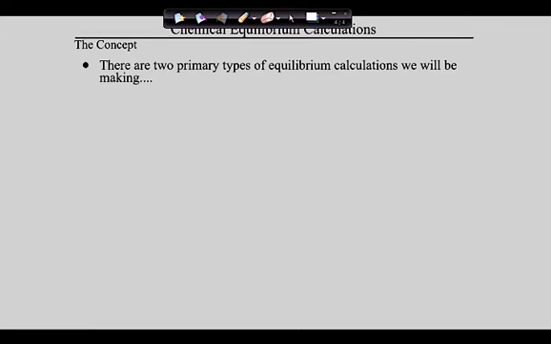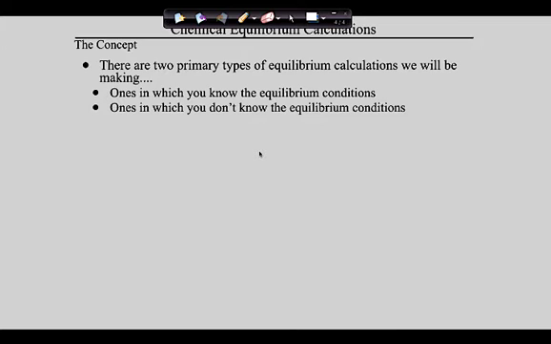What you're going to find out, guys, is that there are fundamentally 2 different types of equilibrium problems you're going to be solving. The one that you've already done, the ones that we did last year, were the ones where you know the equilibrium conditions. Here are the concentrations, solve for Kc. Well, guys, this is the thing that's going to make today exciting. You are going to learn today to solve equilibrium expressions when you don't know the equilibrium conditions.